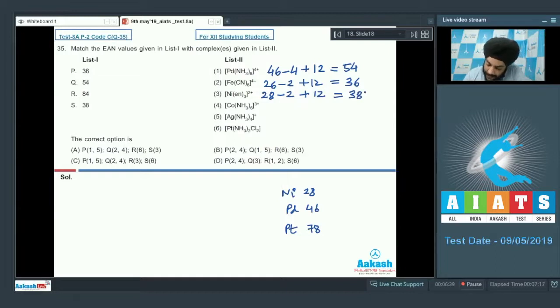If we talk about the next complex, which is [Co(NH3)6]3+, cobalt has atomic number 27. It is present in a state of +3. It gets 12 electrons from the ligands. So this is also equal to 36.